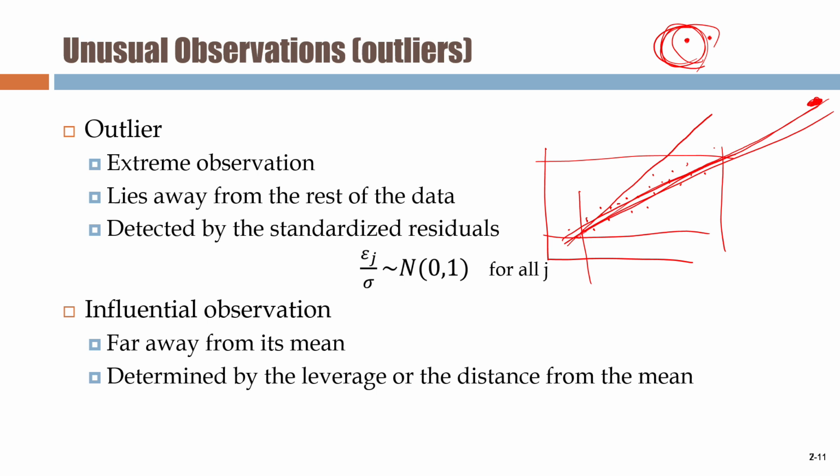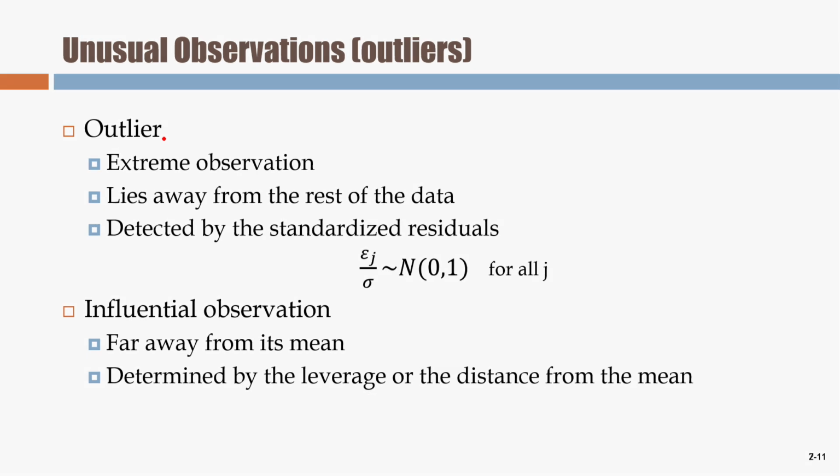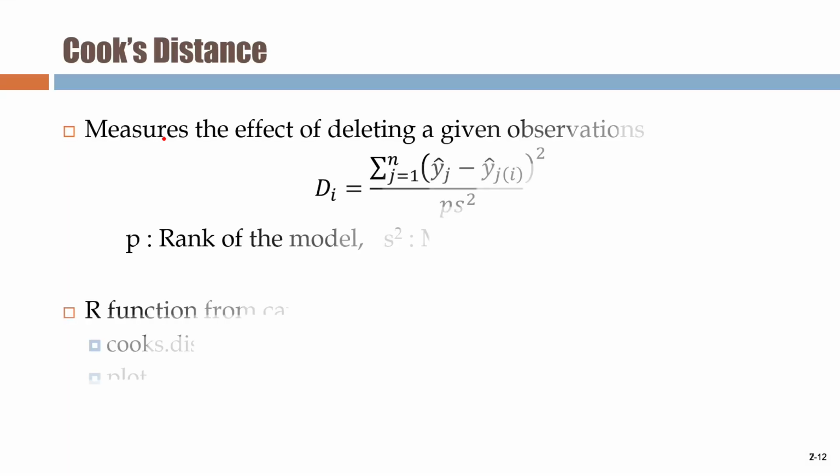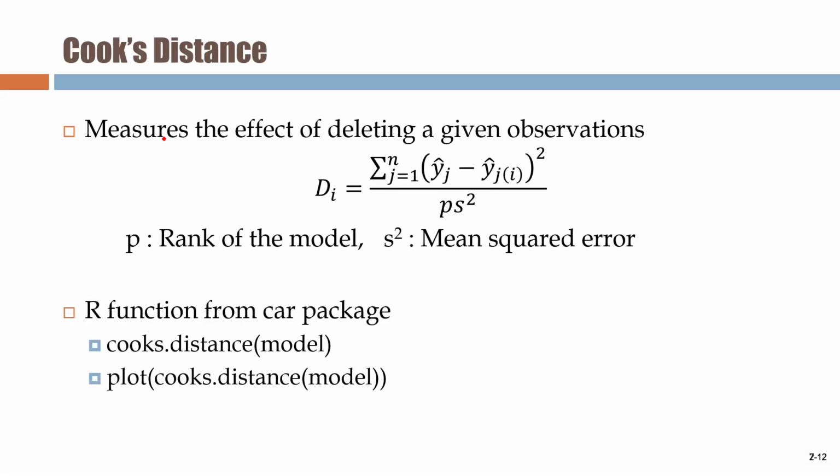So we will see the leverage and the outlier. You can talk about what is the leverage and outlier. Cook's distance you can calculate, so you don't have to worry about it. Actually, you can use the R function, Cook's distance, to find out. This is a measure of the effect of deleting. If I delete that point, how much it will affect. That's what we call Cook's distance.